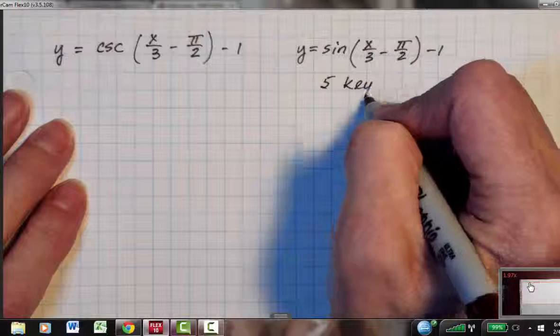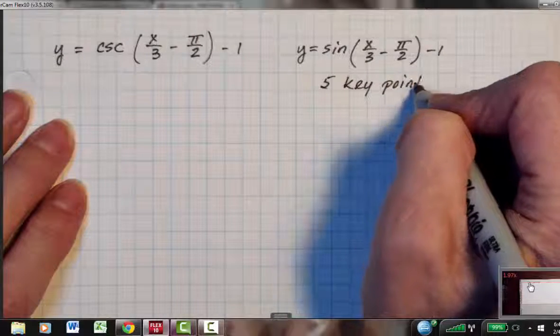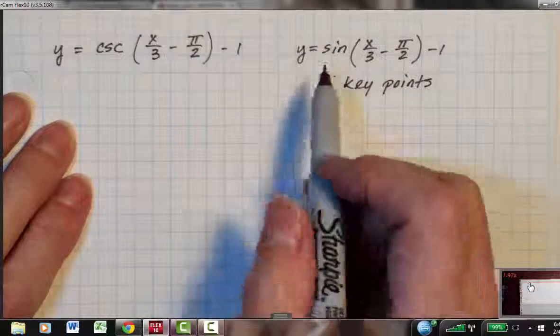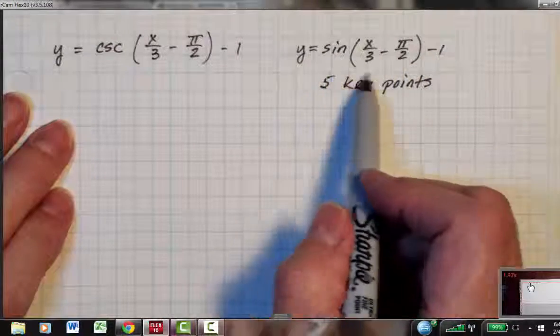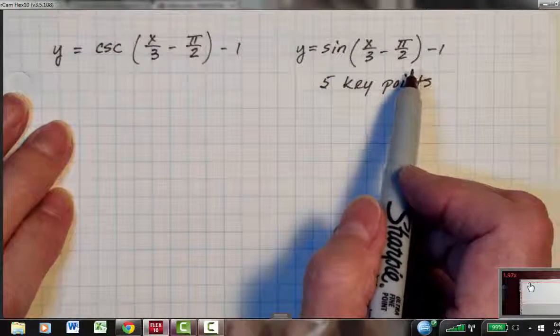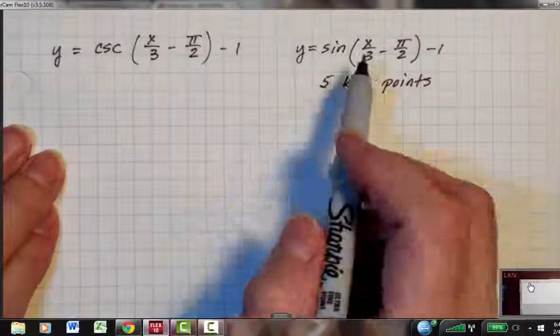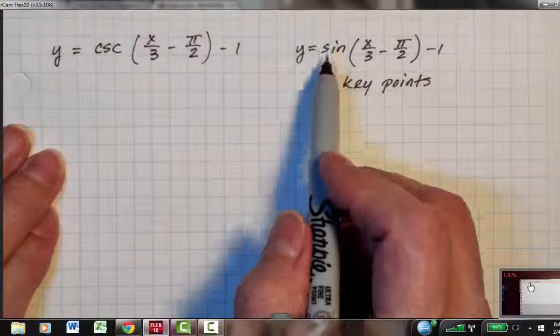That would be my beginning point, my ending point, my middle point, and my 2 quarter points. So I'm going to go ahead and do that, and I'm going to find my 5 points. And then once I find the 5 points, then I'm going to be able to graph my cosecant function. So I'm going to be looking at this sine function right now.